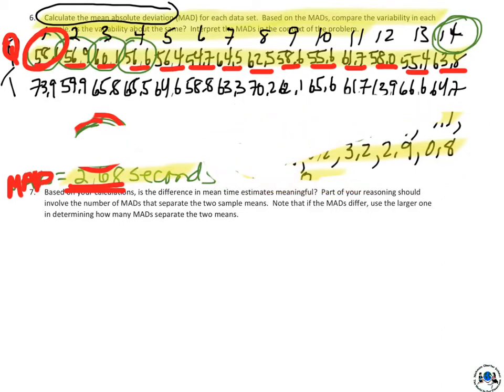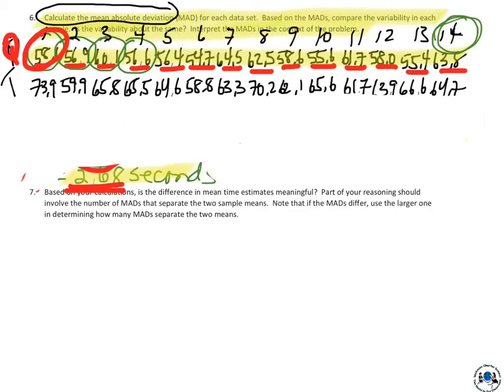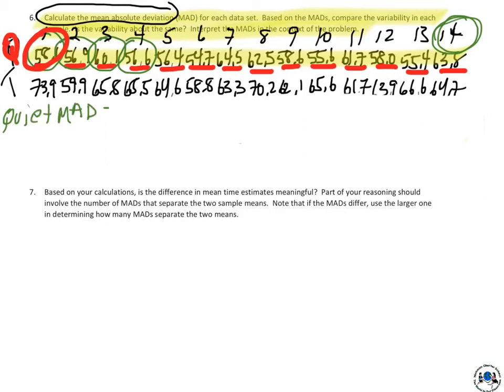Let's go ahead and erase all that. Okay, let's write that up here. The quiet MAD, the quiet mean absolute deviation, is 2.68 seconds, just to keep that as a reference.